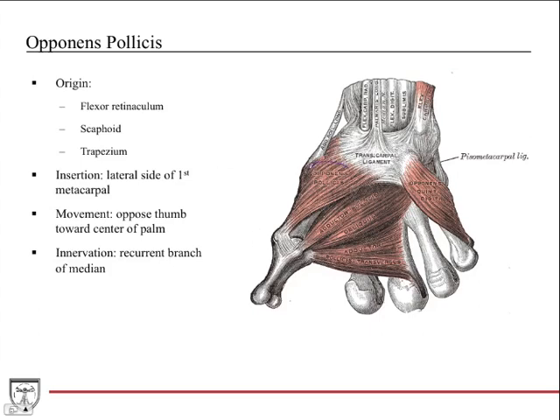Here's another good look at opponens pollicis. So here we've pulled away abductor pollicis brevis and flexor pollicis brevis, just to give you a good view of opponens. Here's its nice insertion point, and then again, muscles contract, they shorten, so it's going to pull the thumb towards this part of the region. Okay.